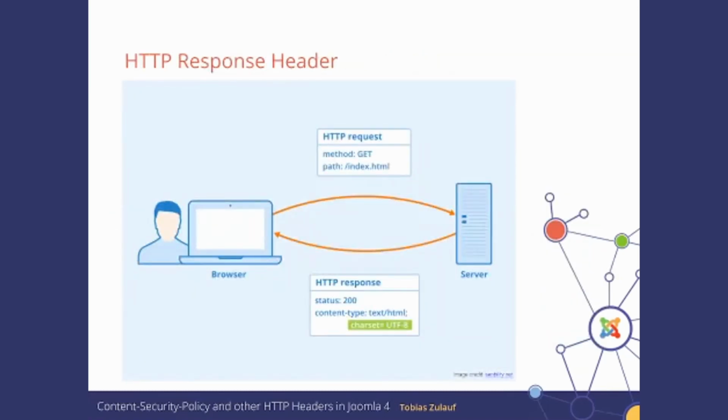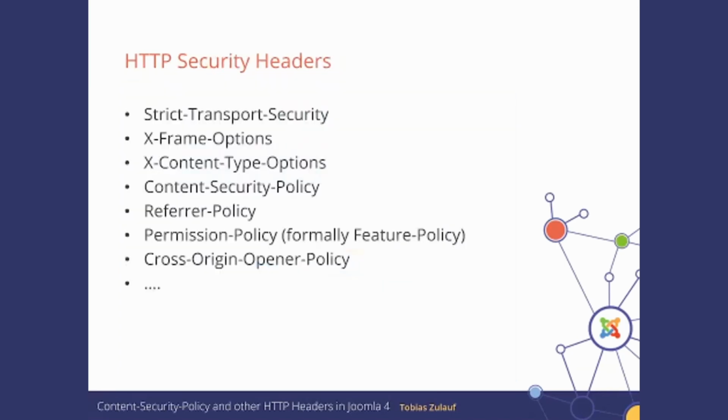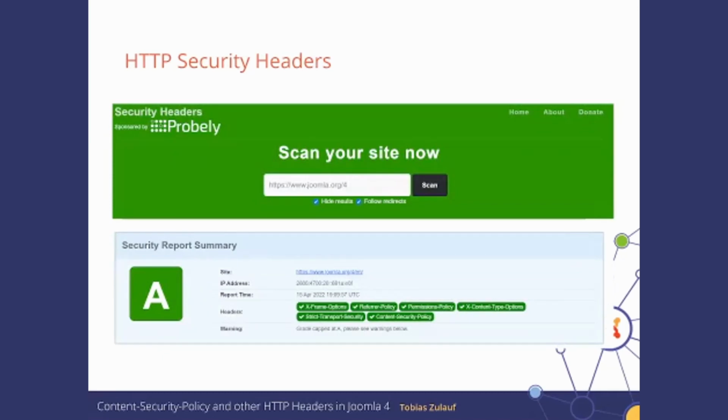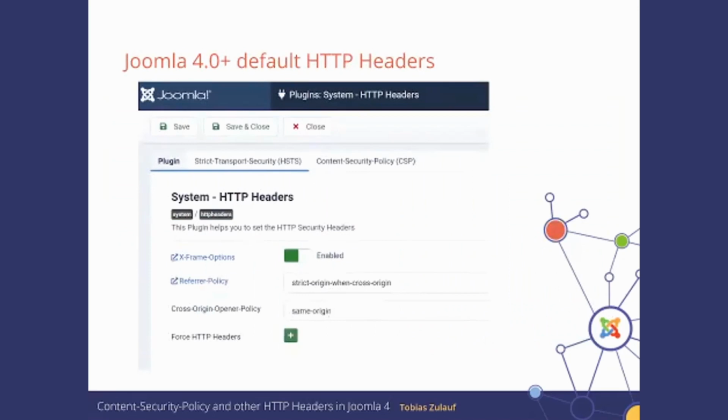Then I will go back just for reference. That's the picture on the browser HTTP around. So basically the HTTP request and response. And thank you. This is the list I have gone through for the headers. And this is the page of security headers when you put in Joomla.org/4.